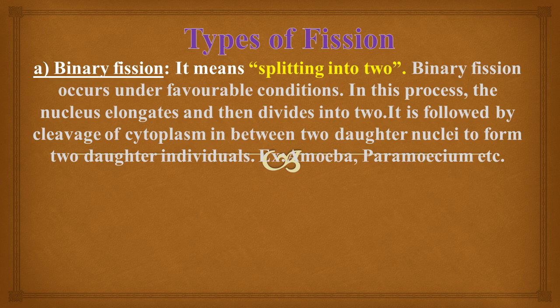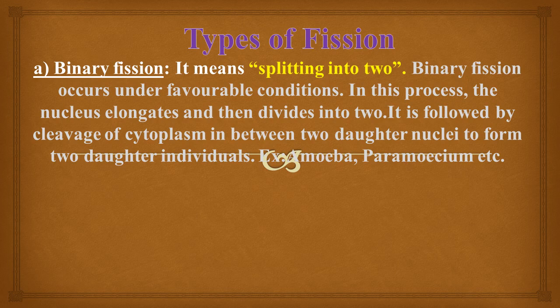So what actually happens in binary fission? In this process, the nucleus first elongates and then divides into two. After that, it is followed by the cleavage of cytoplasm. The constriction of the cytoplasm takes place between the two daughter nuclei, and that forms the two daughter individuals.